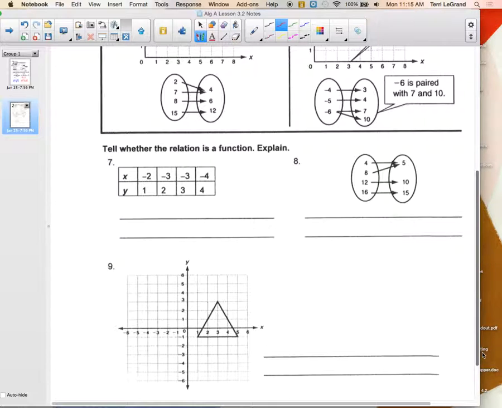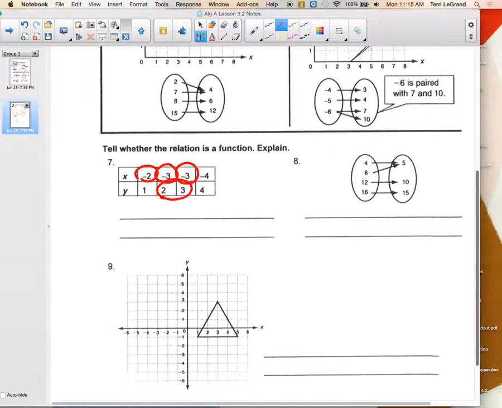We have an x value of -2. Does it have more than one y value? What's its y value? 1. Is there another -2 for x in that table? No. Is -2 repeated? No. Okay, how about -3? Does it have more than one y value? No. Actually, it does, because here it is, it's repeated again. There's where x is equal to -3, and look at what happened. We have 2 different y values.